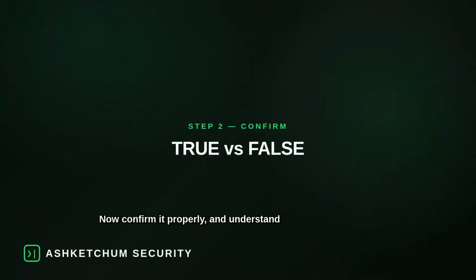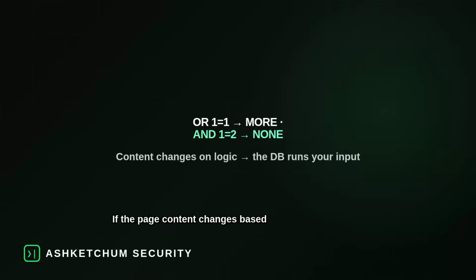Now confirm it properly and understand what you're dealing with. You test the logic. Add something always true like "or 1 equals 1" and see if you get more results. Add something always false like "and 1 equals 2" and see if the results vanish. If the page content changes based on your true and false conditions, the database is evaluating your input as code. Confirmed. You've proven injection and you've learned the app reflects the query's results, which tells you which extraction technique to reach for first.